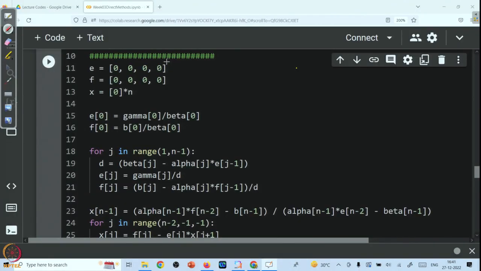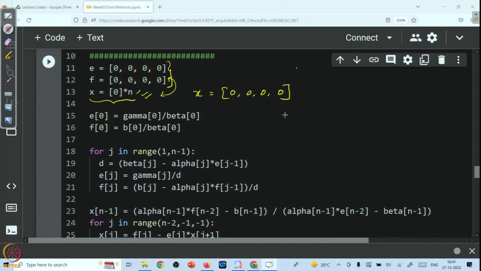We will first initialize E and F as four-dimensional vectors, and we will initialize X as again a four-dimensional vector. You can also write X equal to 0, 0, 0, 0, but just to show that we can also initialize these vectors in this form, I have written it like this. These two are equivalent in Python.